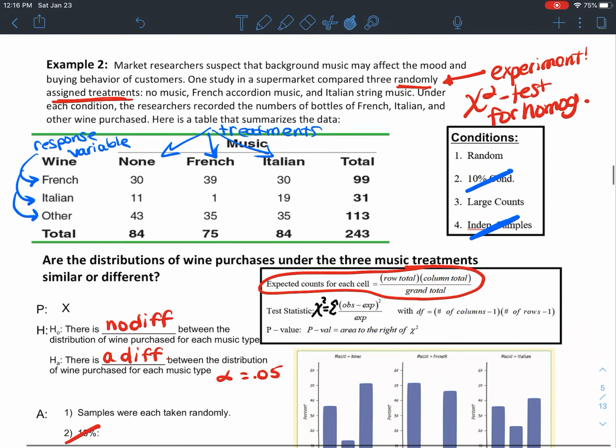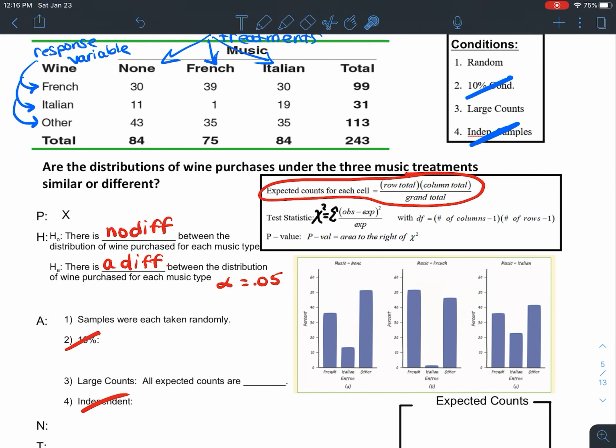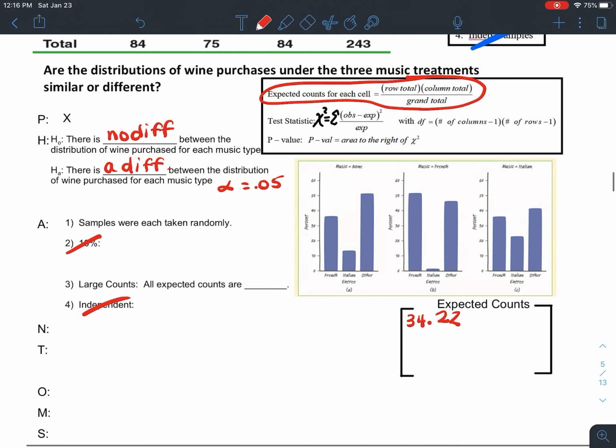So once again, remember this formula right here is to take the row total, so I'm going to start right here with this cell right here, row total 99 times column total 84, divide that by the grand total 243. I do get a decimal, so I want to keep that decimal 34.22. Okay, then I'm going to move over here to this French section here. Row total times column total divided by grand total. Okay, that gives me the next expected count, 30.56. Okay, you kind of get the idea.